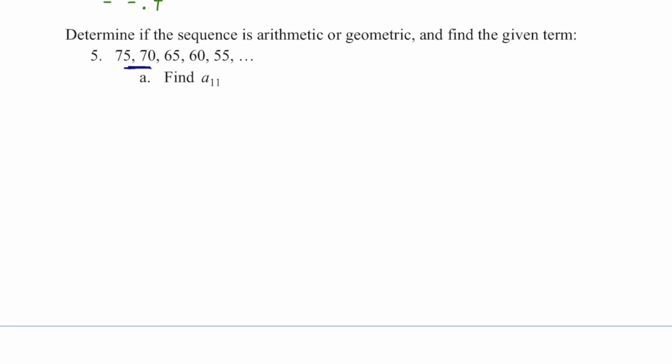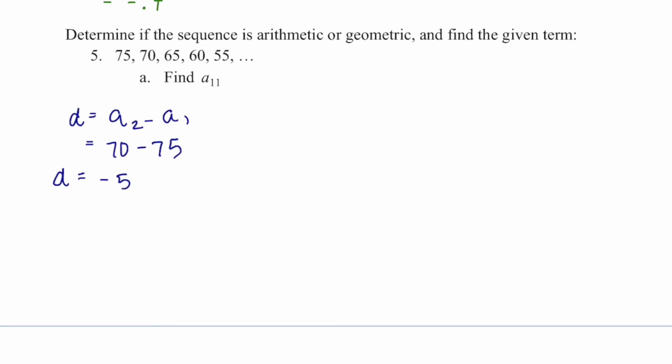The gap between 75 and 70 and 60 and 55 is not that different. I don't know exactly what it is technically because I haven't calculated it yet, but my assumption would be first that this is arithmetic. So to check if it's arithmetic, I say that I have a common difference of A2 minus A1. That's going to be 70 minus 75, right? The order is very important, and that's going to be negative 5. It means I'm adding a negative 5 every time, which is the same as subtraction, right?